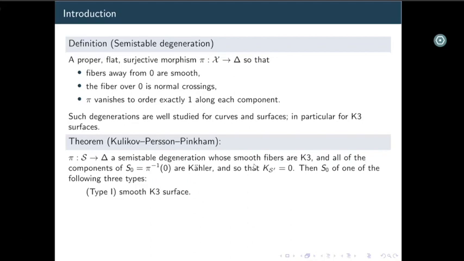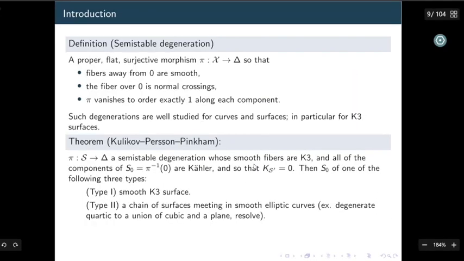You can have a type 1 degeneration of K3 surfaces, which is not really a degeneration, it's just a K3 surface. You can have a type 2 degeneration of K3 surfaces. This is going to be a chain of surfaces which meet along smooth elliptic curves. For instance, you can take the degeneration of a quartic hypersurface in P3 to a union of a cubic and a plane. If you just take this as a pencil of quartics, this thing will be singular. If you resolve these singularities, you'll get a type 2 degeneration of K3 surfaces.